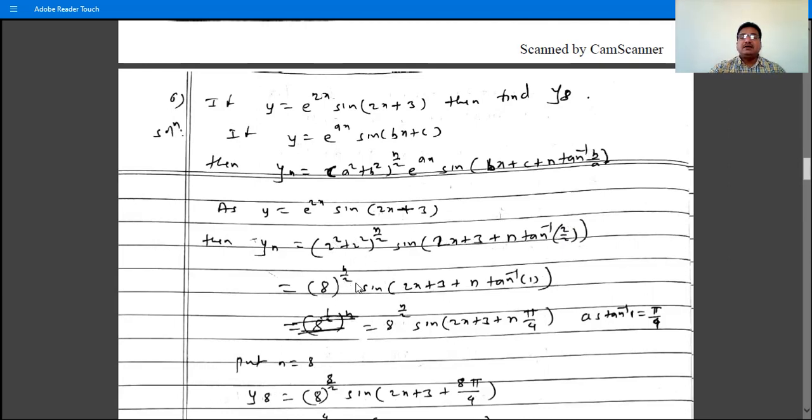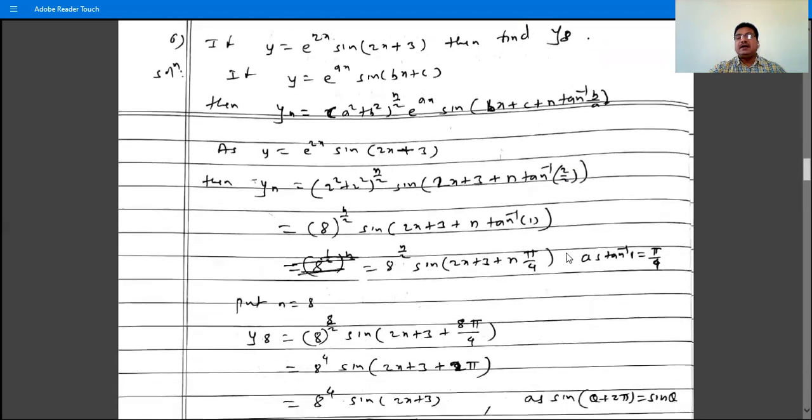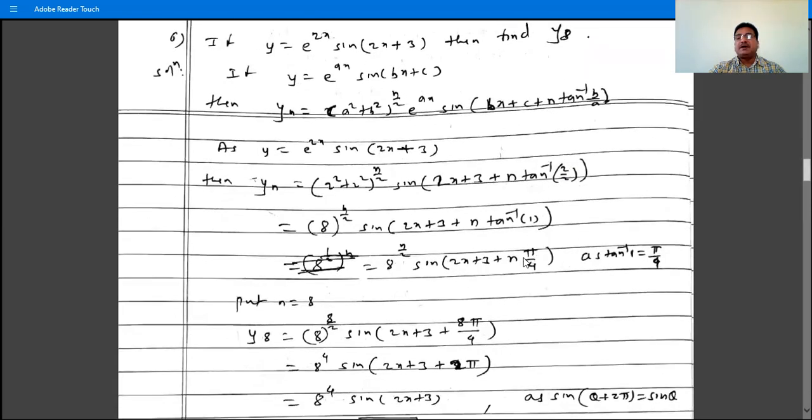Right here, the e raised to 2x term is missing. Sin 2x plus 3 plus n tan inverse 2 by 2, that is tan inverse 1, and tan inverse 1 is pi by 4. Next step, pi by 4, because tan pi by 4 is 1. So the answer is what? 8 raised to n by 2, e raised to 2x sin 2x plus 3 plus n pi by 4.